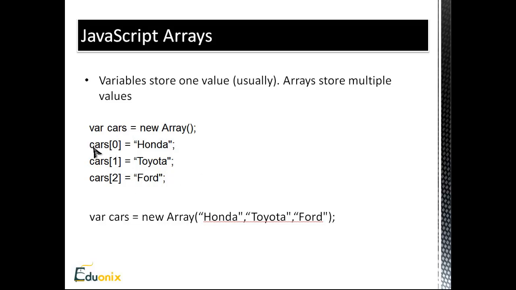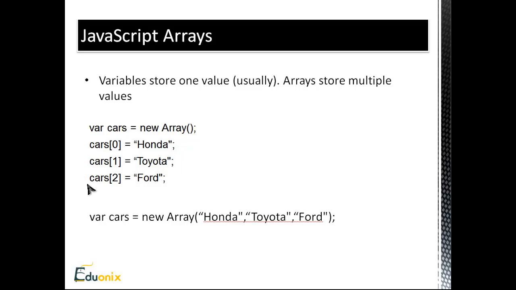Now below we can actually add values to each, I guess, pocket you could call it, in the array. So we can say cars brackets 0 equals Honda. Arrays always start with 0. It's a very important thing to remember. The second value is Toyota and the third is Ford.